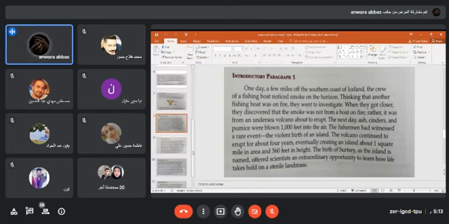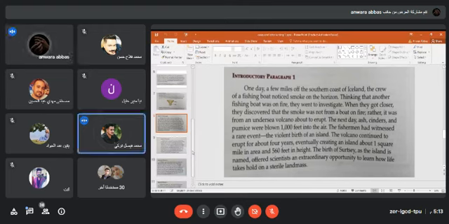One day, a few miles off the southern coast of Iceland, the crew of a fishing boat noticed smoke on the horizon. Thinking that another fishing boat was on fire, they went to investigate. When they got closer, they discovered that the smoke was not from a boat on fire. Rather, it was from an undersea volcano about to erupt. The next day, ash, cinders, and pumice were blown 1,000 feet into the air.